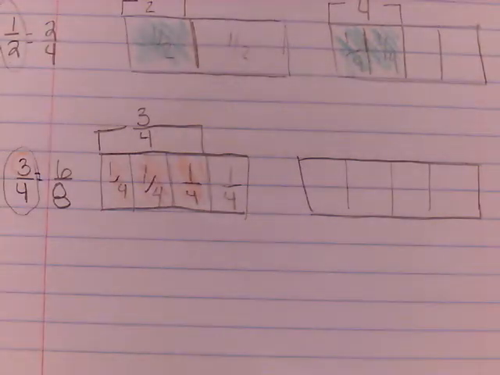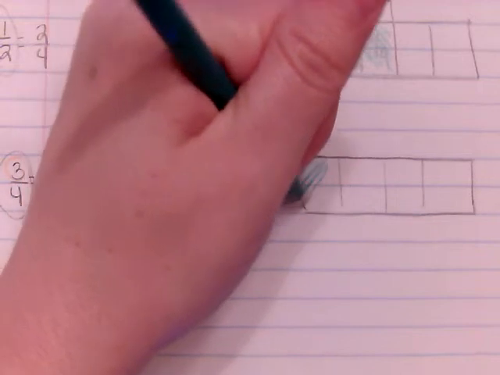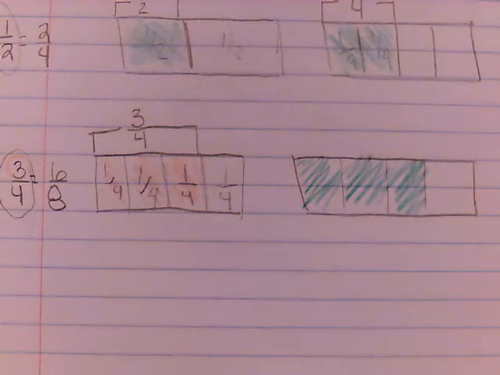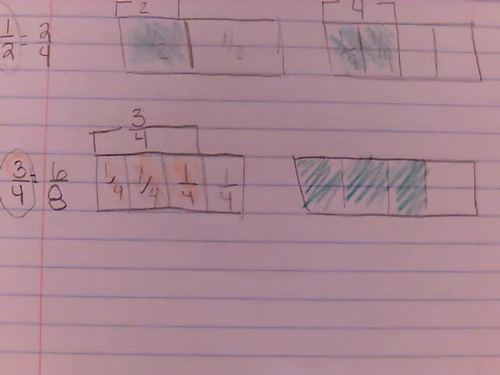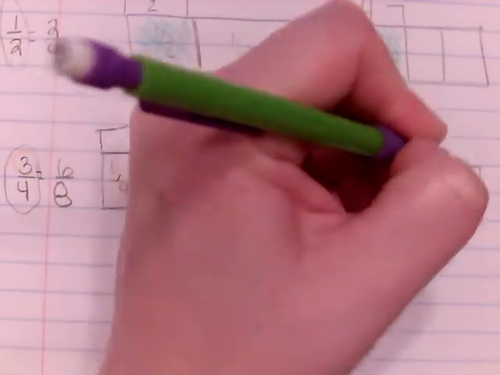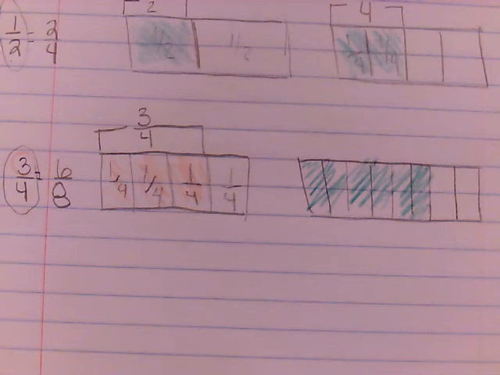And then this time I'm going to take this and shade as many as I did on the first tape diagram. And then I am going to make partitions inside each equal piece. Okay, so I'm doubling the partitions.